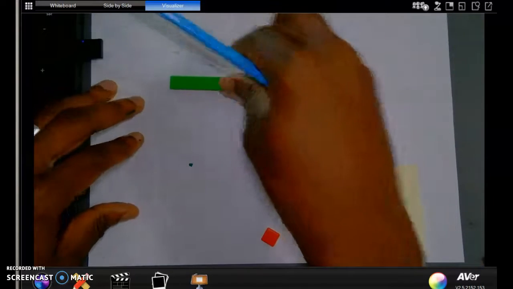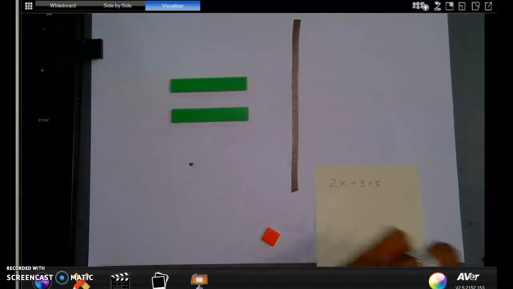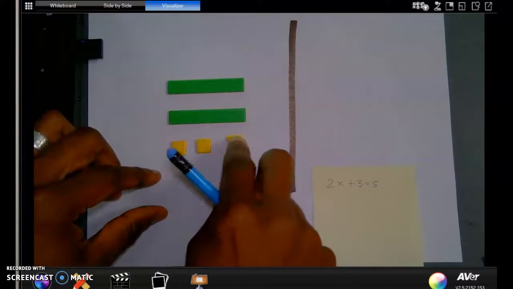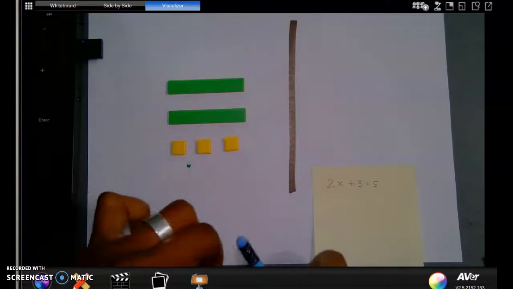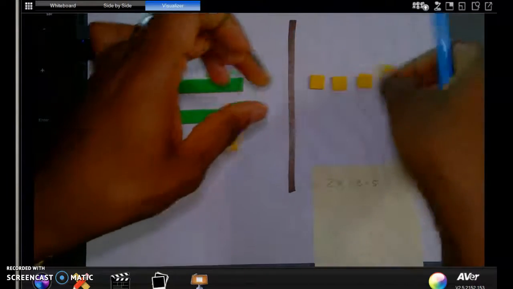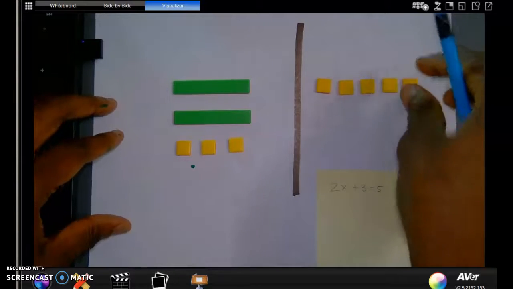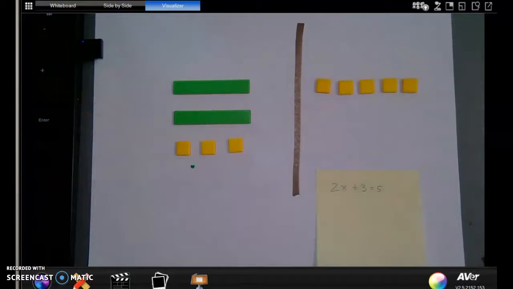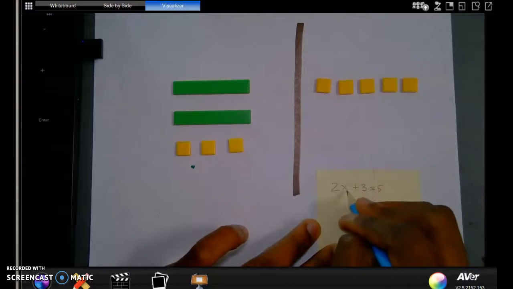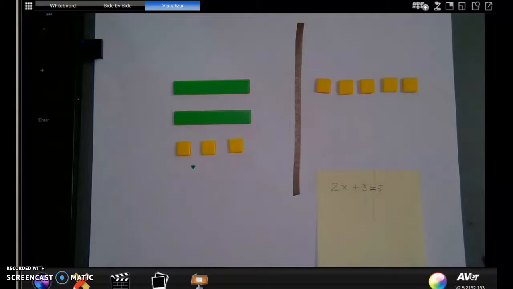2x plus 3. I don't think I cleared my board all the way. Is equal to positive 5. Okay. Remember, our color code says that the yellow squares are positive 1, or would be positive 1. Okay. So the goal in any equation is for me to get my variable right here by itself. I don't want it to have a coefficient or anything. I want to get it by myself.